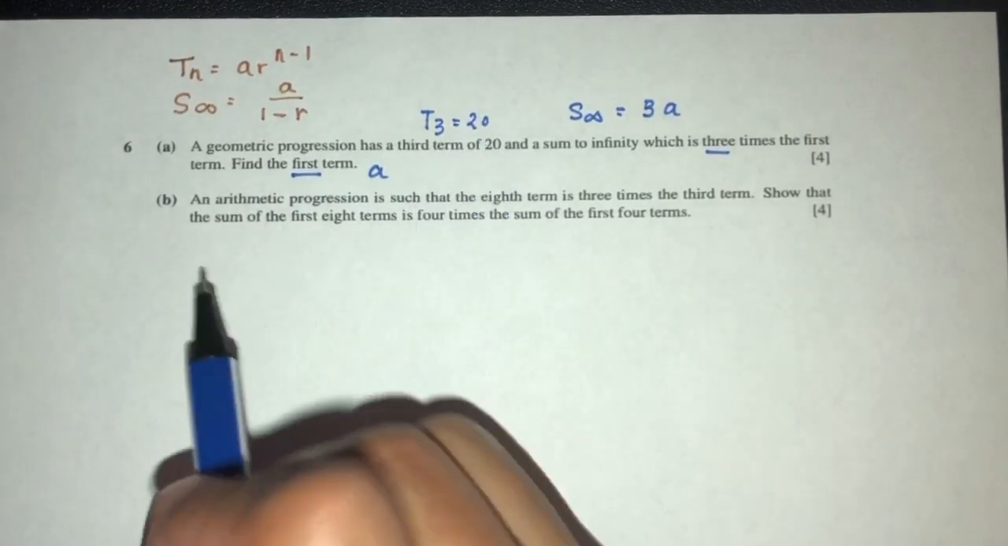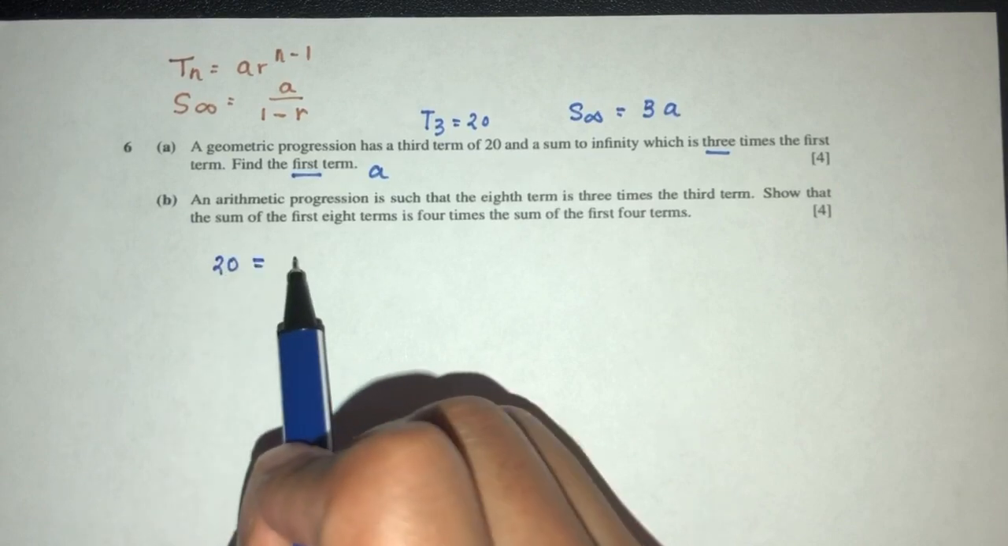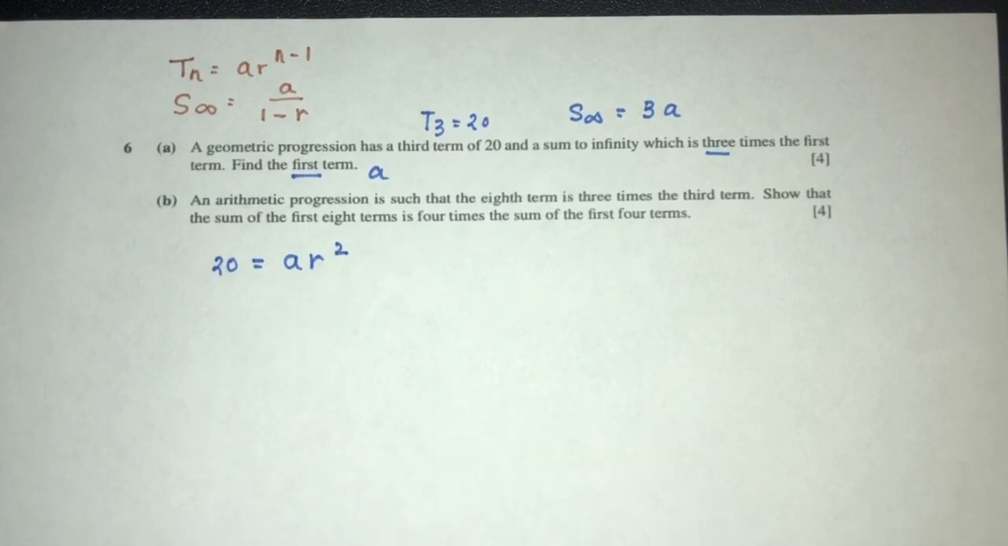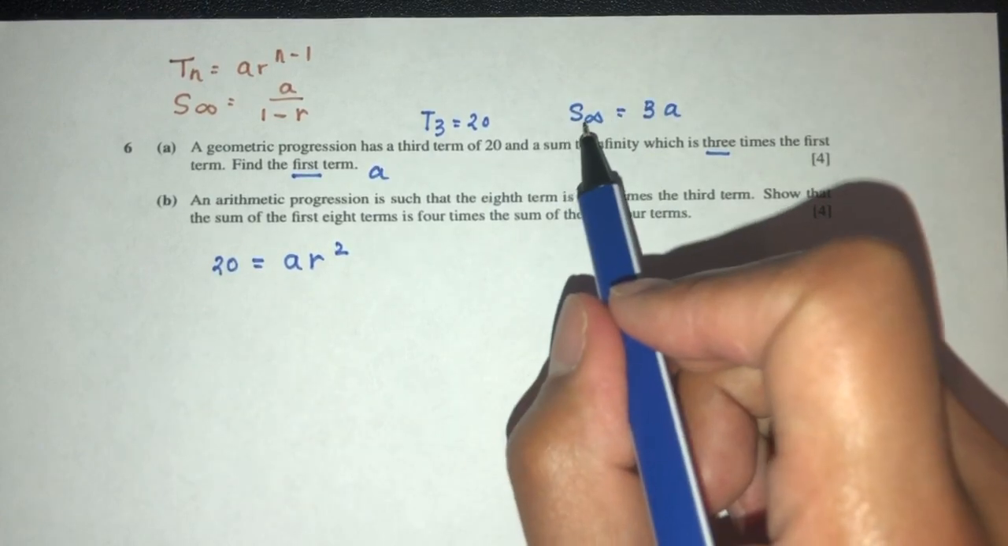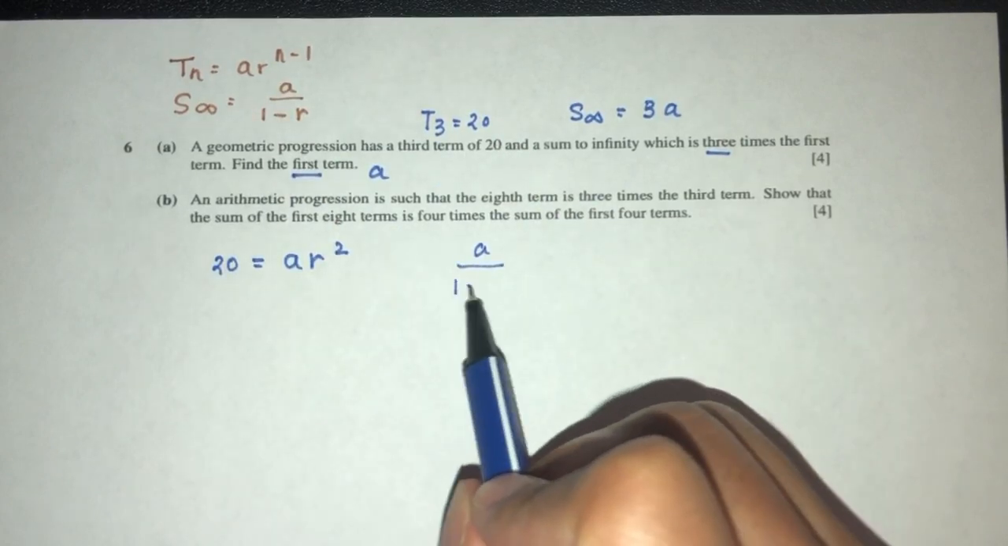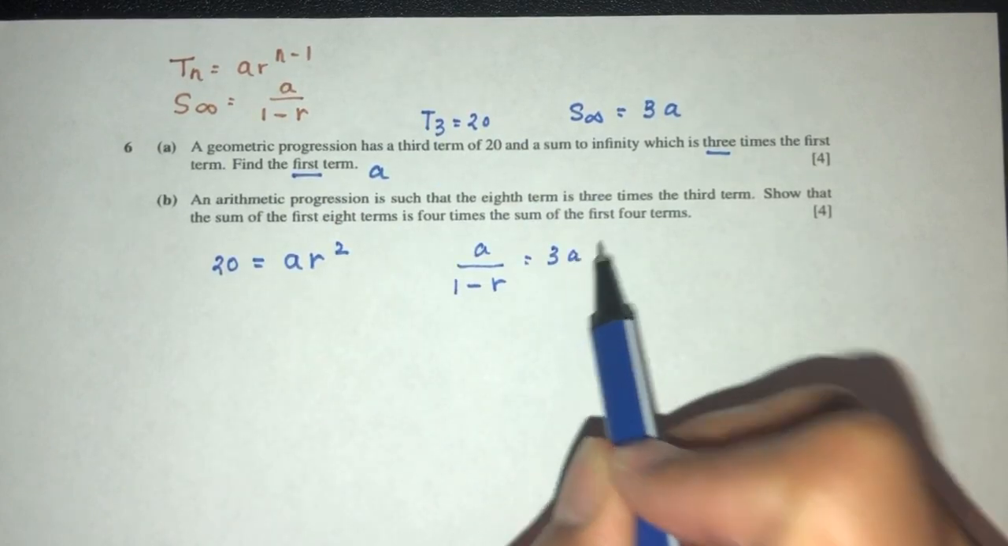The third term is 20, so 20 is equal to a, which we don't know, times r, which we don't know, to the power 3 minus 1, which is 2. That is my equation number 1. Now we know the sum to infinity is equal to 3a, so the sum to infinity, a over 1 minus r, is equal to 3a.